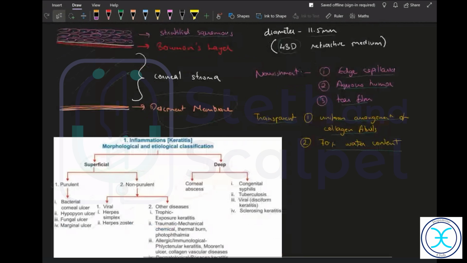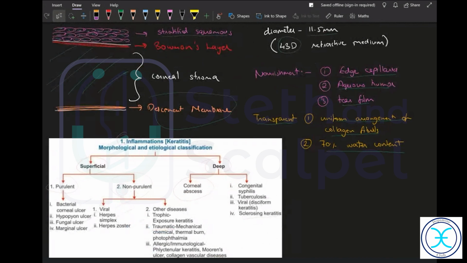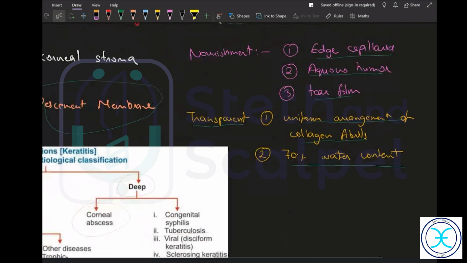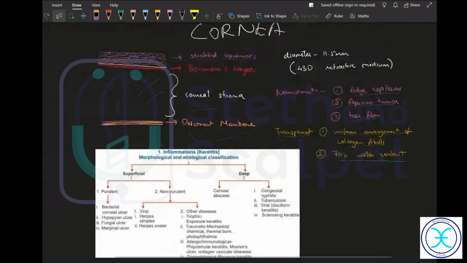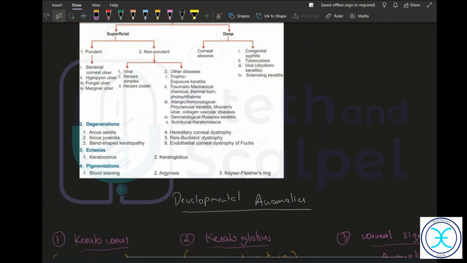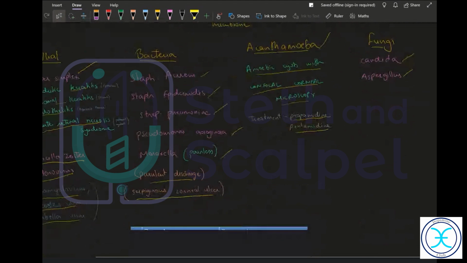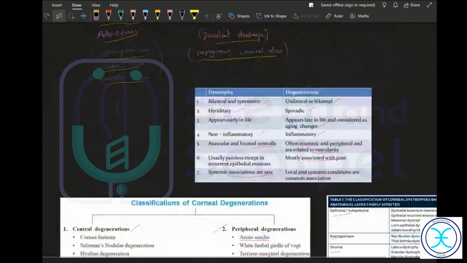Yeah, correct. So I've written 2 points over here: uniform arrangement of collagen fibrils and 70% water content. So other than that, those pumps and this density and this lattice symmetry, these are the 5 points which you have to remember when they ask this question, and you can use this. So the different corneal pathologies, can someone elaborate on them?